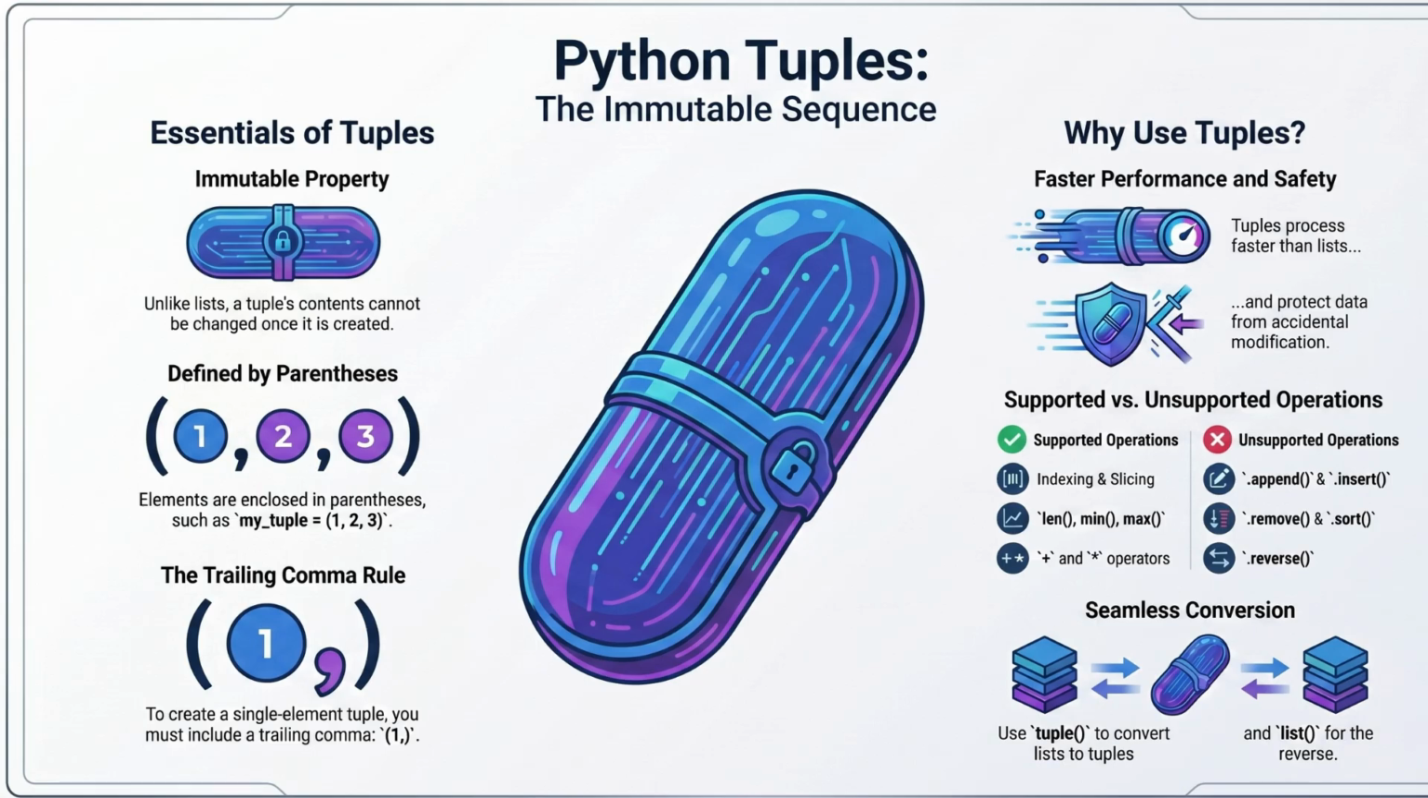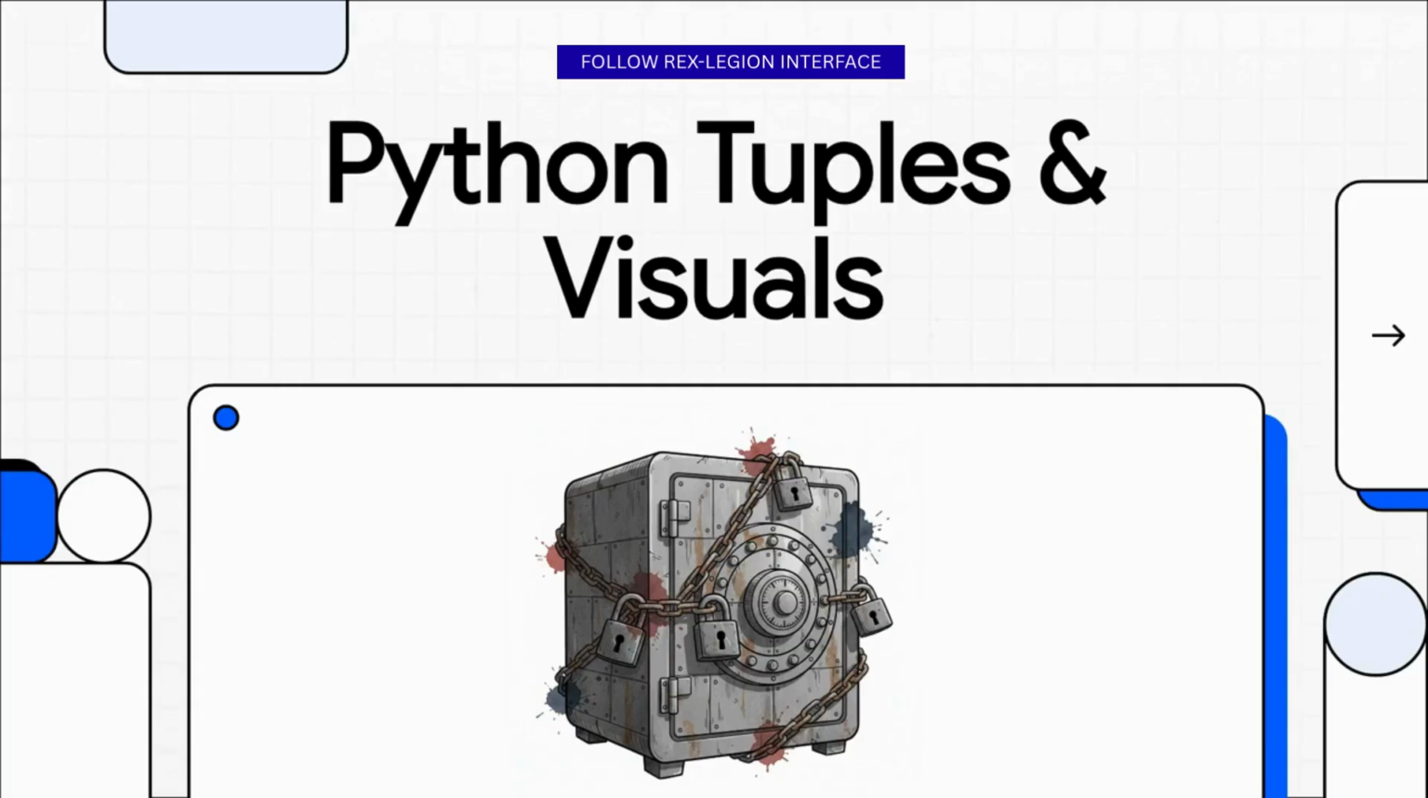Imagine your code's data is literally money. Sometimes you want that cash right in your wallet, easy to grab, easy to spend, easy to change up. But other times, you need to lock it away in an impenetrable, heavy steel safe where absolutely no one, not even you by accident, can mess with it.